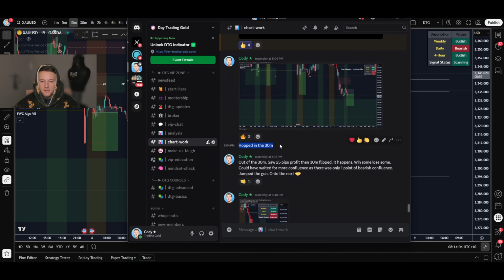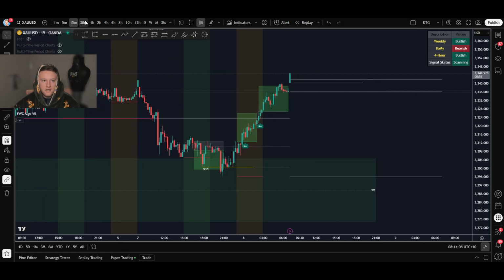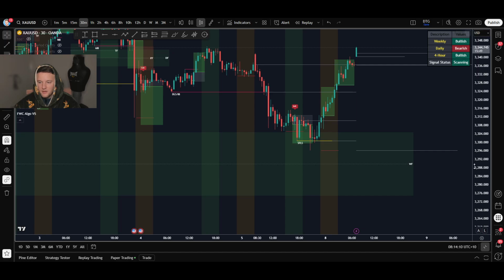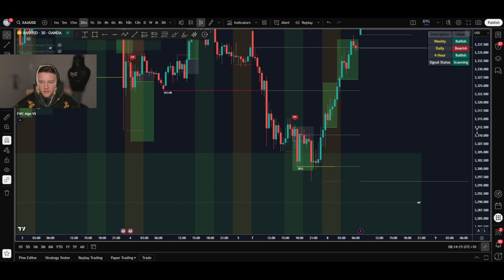Hopped in the 30-minute. We saw about 25 pips profit. Price then reversed within the same candle. Hit my stop loss right here and then continued bearish, right? It happens.